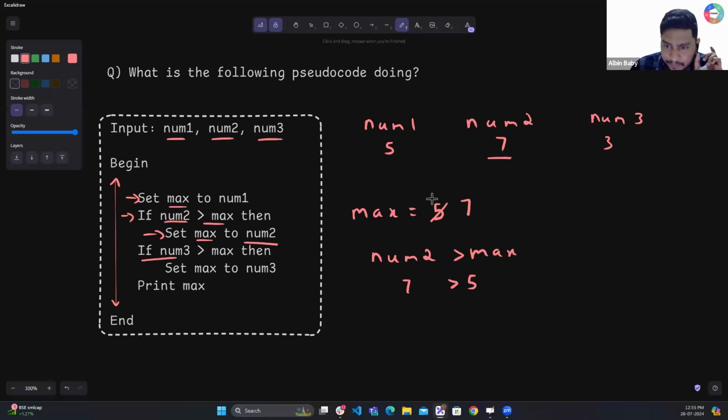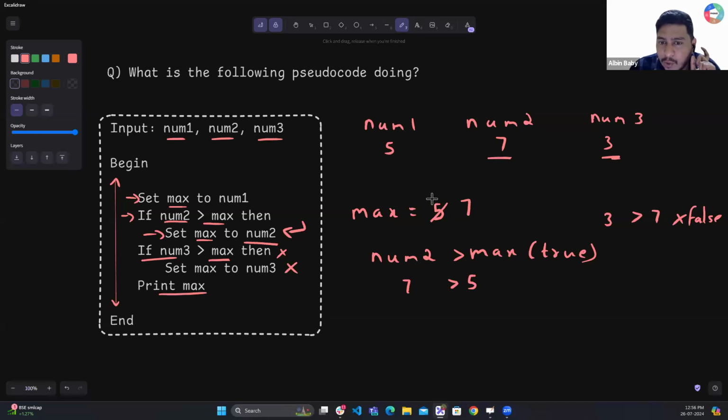If num3 is greater than max? No, num3 is not greater than max, right? So this condition will fail. Num3 is 3. Is it greater than max, which is 7? No, this is false. See, here this condition was true, so I updated in this line. But here it is false, so I don't update it.